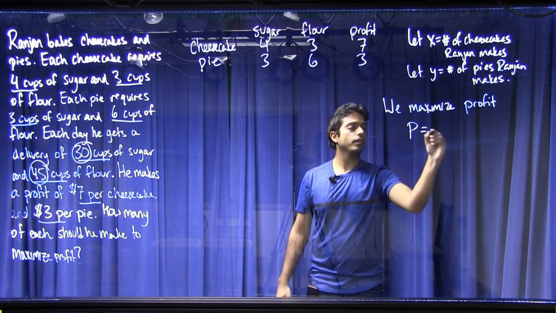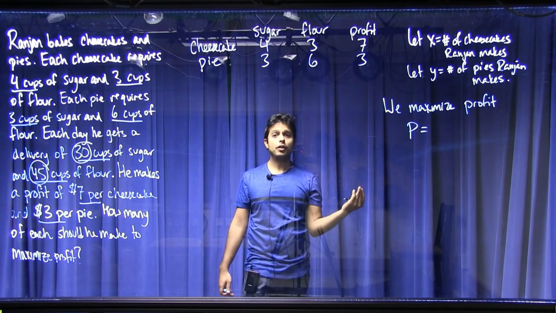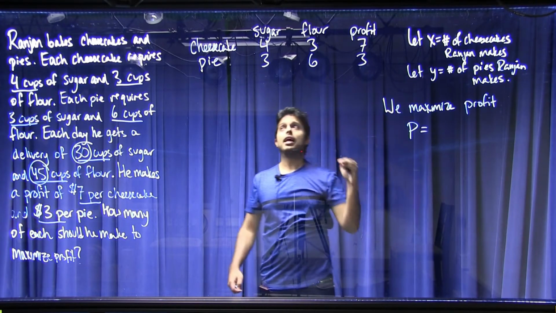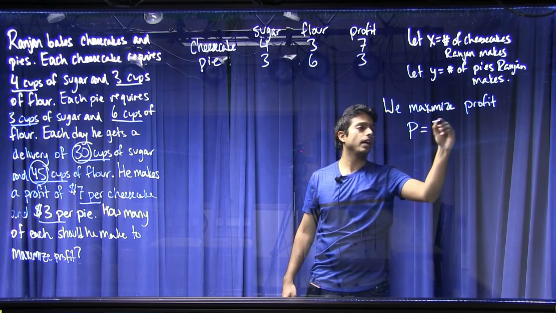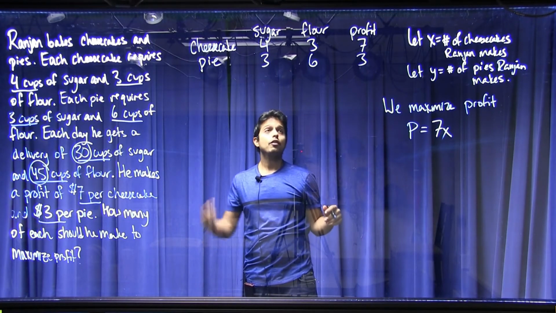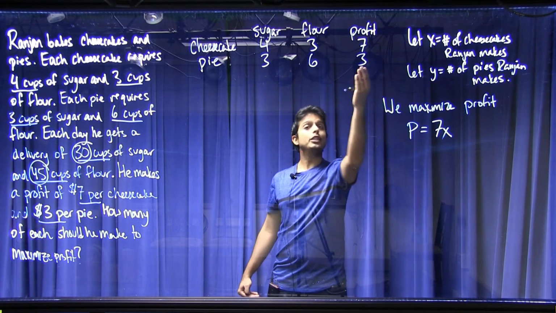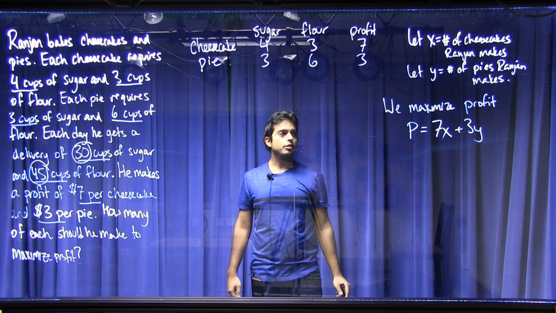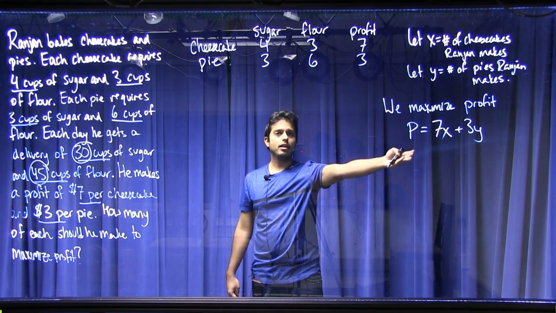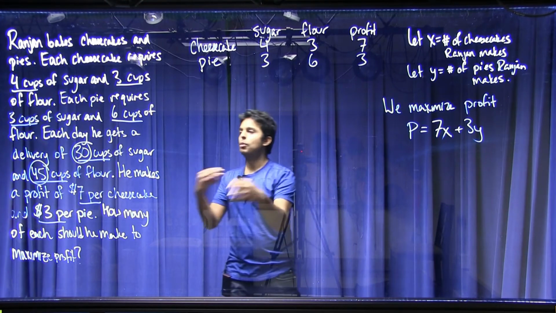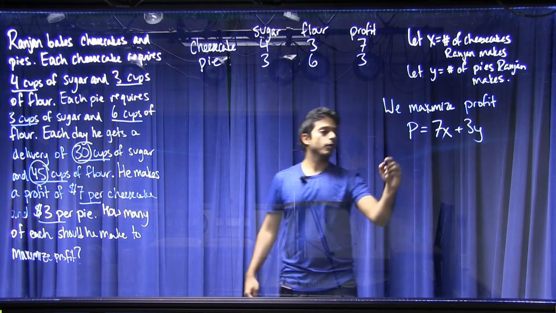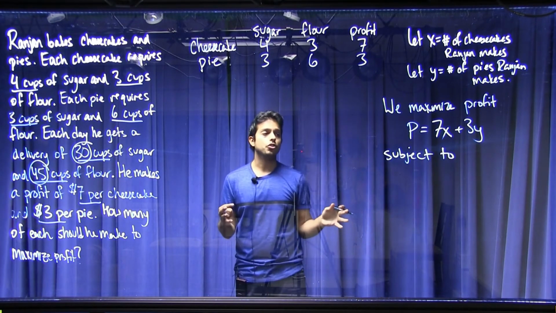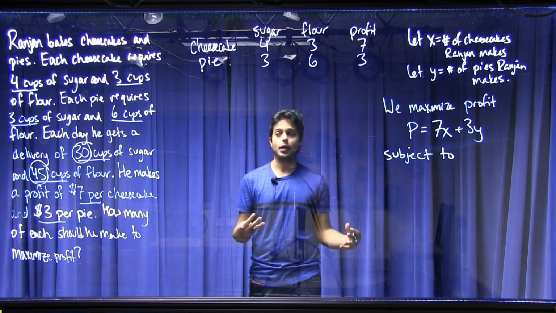I'm going to use a P for profit, and now from the table we can figure out the formula for profit. If I sell x cheesecakes and each one makes me $7, that'll be 7x in profit from the cheesecakes. From the pies, I sell y of them, and each one makes me $3 in profit, so that's 3y. So we maximize the profit, P = 7x + 3y. But now there are certain conditions, because we only have so much sugar and flour per day. So we write the words subject to, because we can't pick x and y to be anything we want. There are certain conditions on them, called constraints, and now we write our constraints down.